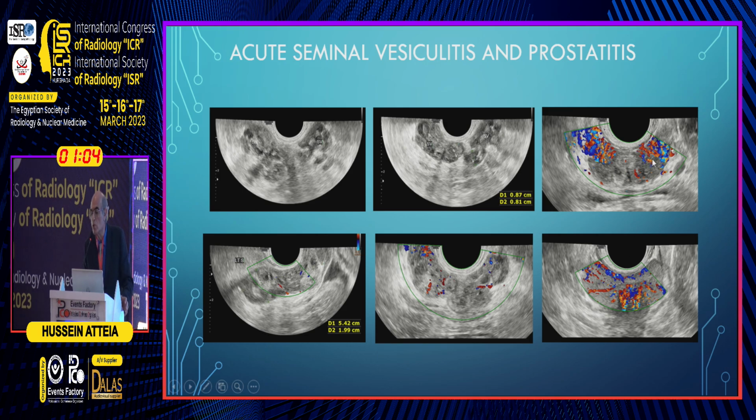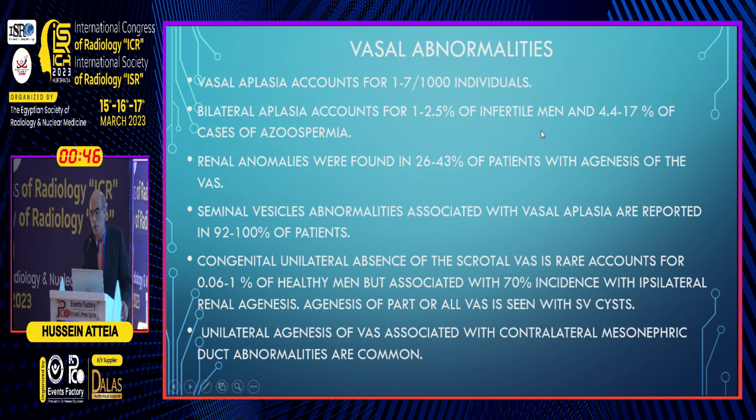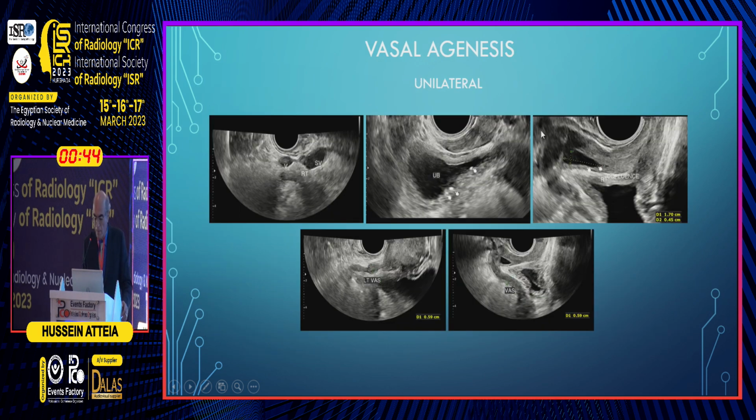Color Doppler we could use, and you see the marked hyperemia at the peripheral zone. Even the seminal vesicle, you could see hyperemia of the seminal vesicles and of the prostate gland. Now, an example of chronic seminal vesiculitis is calcifications. This is with B. coli, calcification of the seminal vesicle, and calcification of both ampullary portions of the vas.